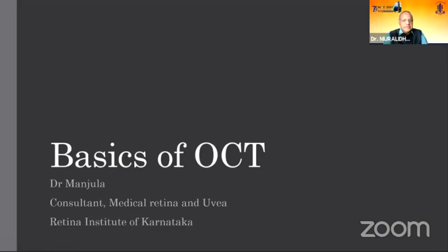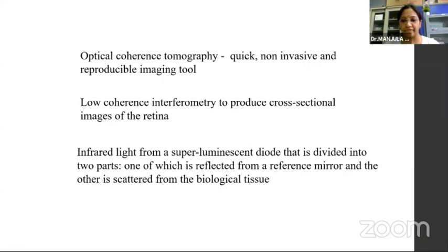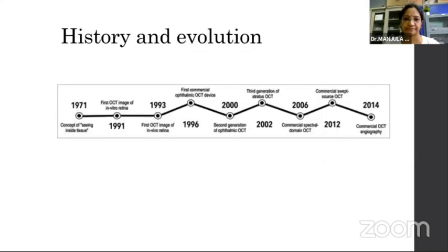Good morning to all. I'll be talking briefly about the basics and mainly about how to read both normal and abnormal OCT. OCT, as you know, is a very quick, non-invasive and reproducible imaging tool. It works on the principle of low coherence interferometry to produce cross-sectional images of the retina. It uses infrared light from a superluminescent diode, which is divided into two parts, one of which is reflected from a reference mirror and the other is scattered from the biological tissue which is under study.